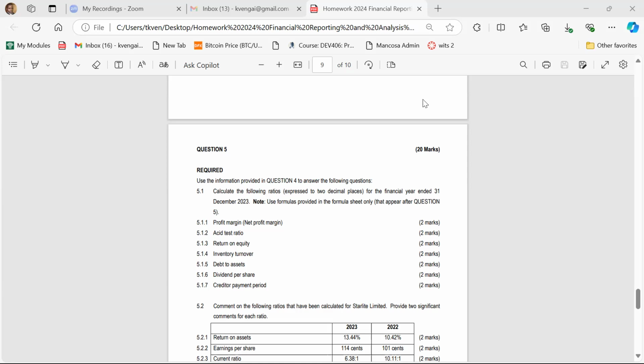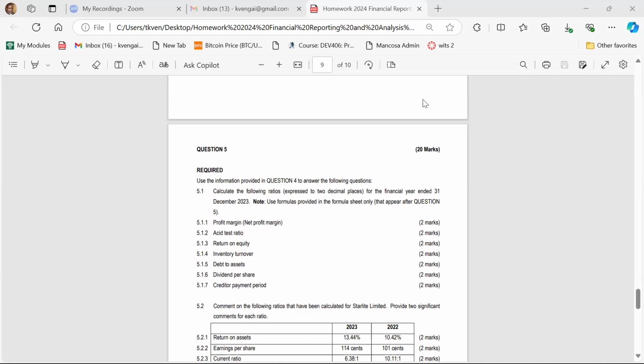So with interpretation, when you are trying to interpret whether a ratio is good or bad, there are two ways to interpret a ratio. You can either do what is called trend analysis, or you can do what is called comparative analysis. Trend analysis is where you are looking at the ratios of the company over time. You are asking yourself, what was the ratio last year and what was the ratio this year? Has the ratio improved or has it declined?